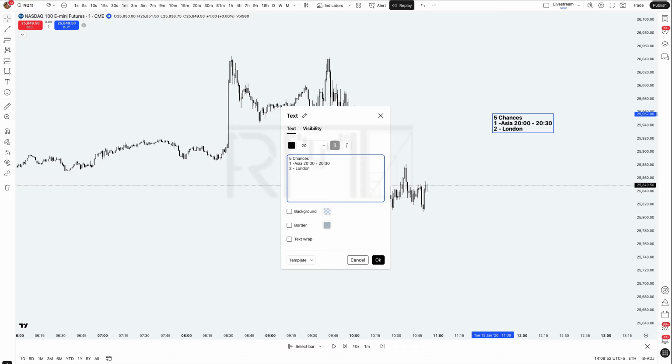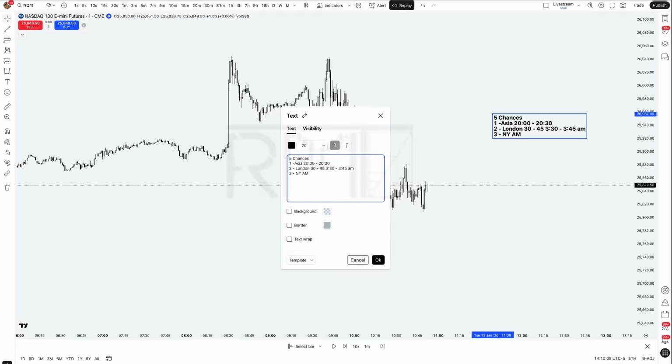And in London, we need to wait at least 30 to 45 minutes after the London opening. So right now, we're talking about 3:30 a.m. or 3:45 a.m., right? That's your second chance. Your third chance will be the New York AM session.